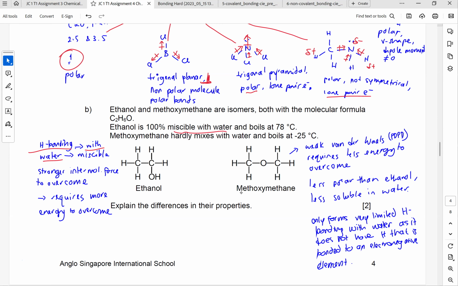Ethanol is miscible in water because it forms hydrogen bonding with water. Whereas methoxymethane does not form hydrogen bonding, but it has permanent dipole-permanent dipole interactions, which are weaker intermolecular forces compared to hydrogen bonding. And then you can talk about the boiling point. Thus, weak van der Waals forces require less energy to overcome. So that means a lower boiling point. Question?